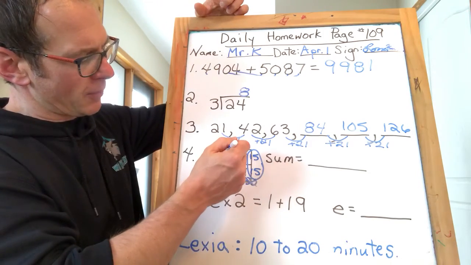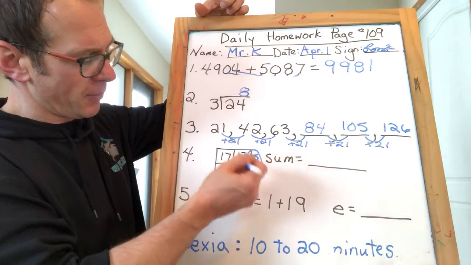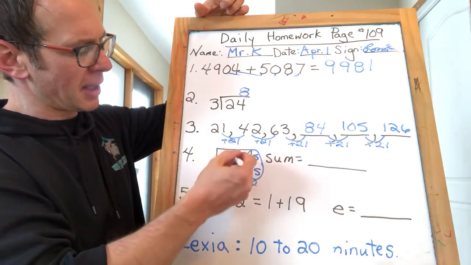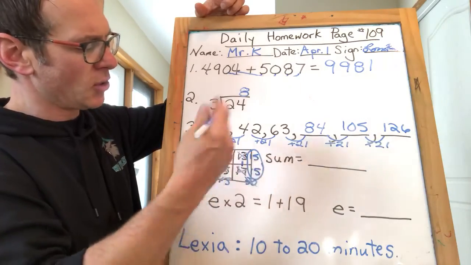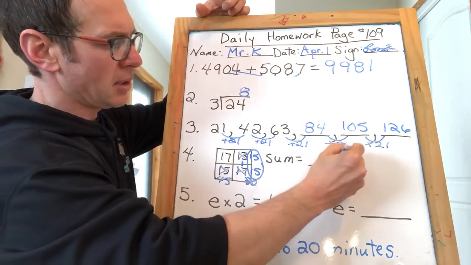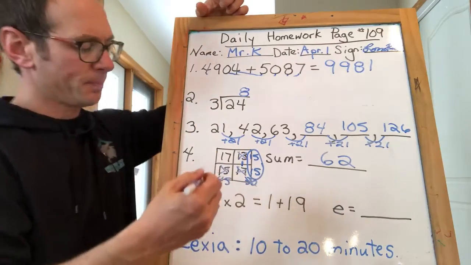Now, if I'm adding 45 to 17, well, I know 45 plus 10 would be 55. So then I would just have 55 plus another 7. I know 55 and 5 is 60, and 2 more would get me to 62. There's lots of different ways you can do it, though.